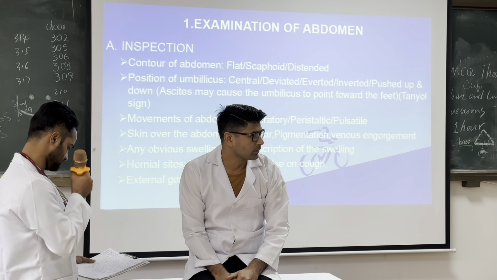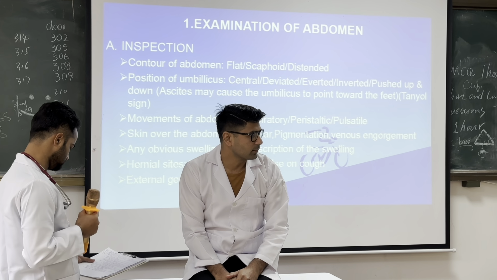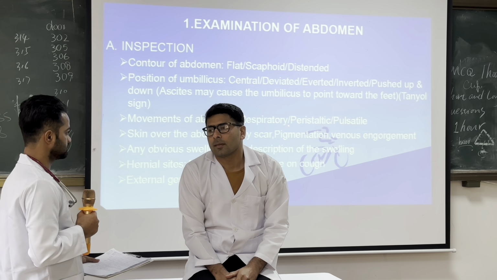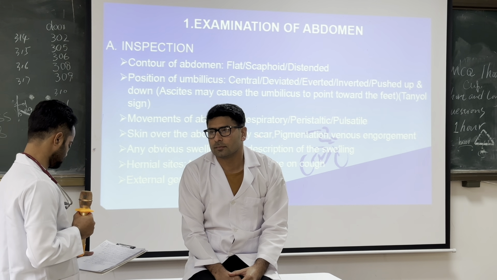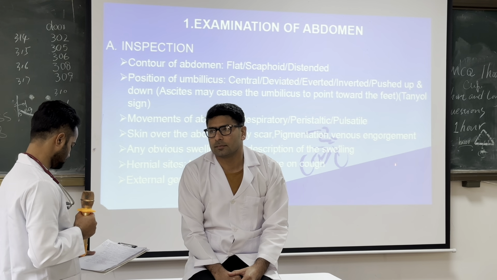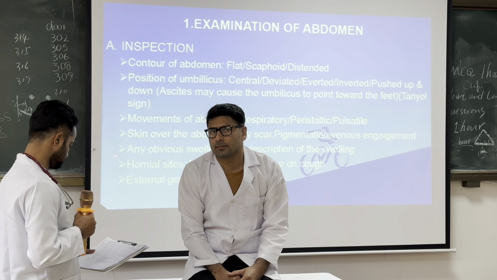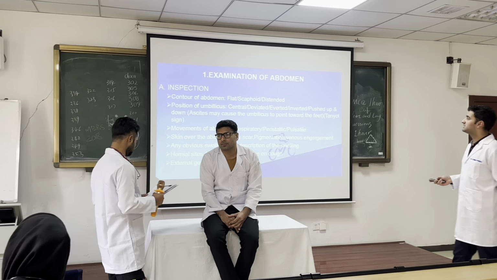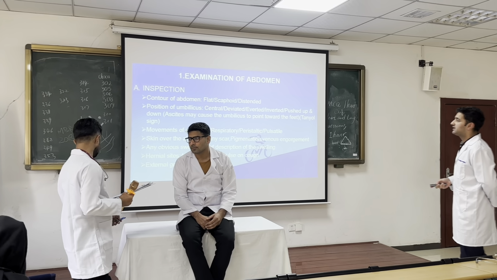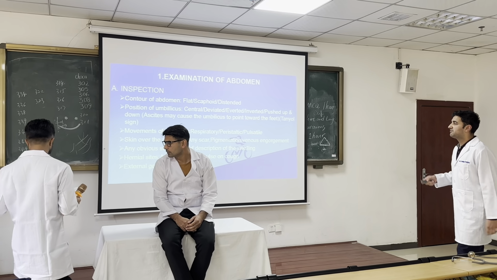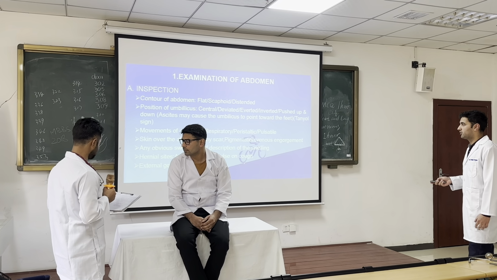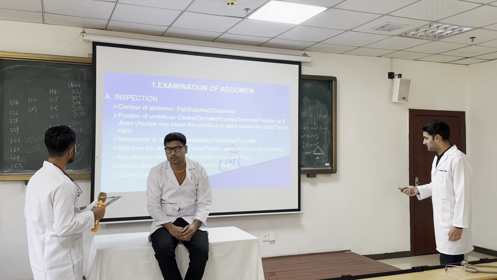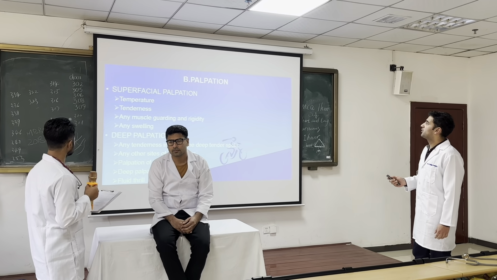Movements of the abdomen. We will also check the movement of the abdomen by inspection. Is there a respiratory, peristaltic, or pulsatile movement or not? Skin over the abdomen: any scar, pigmentation, venous engorgement on the abdomen or not. Any obvious swelling, brief description of the swelling. And if there is any hernia, then we will check the hernia sites. Any expansile impulse on cough or not. External genitalia, we will also check if there is any problem there or not.